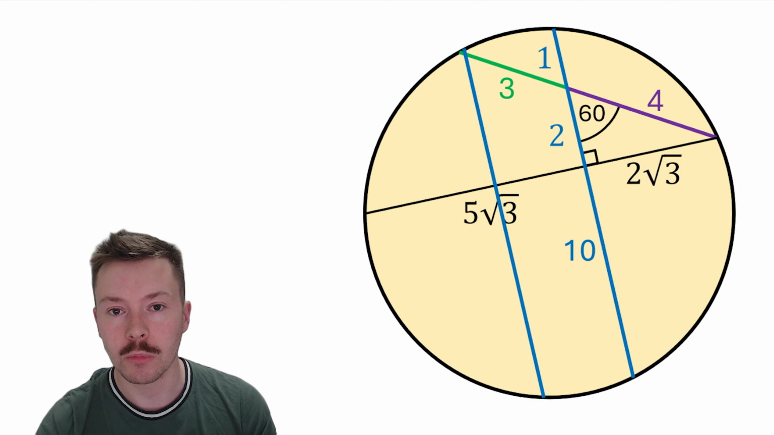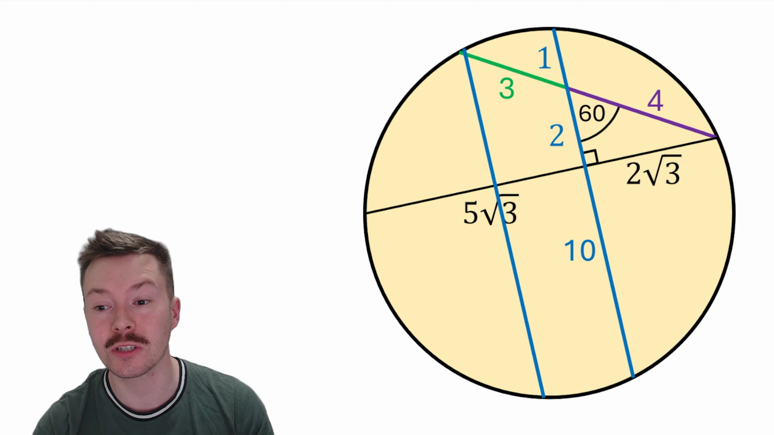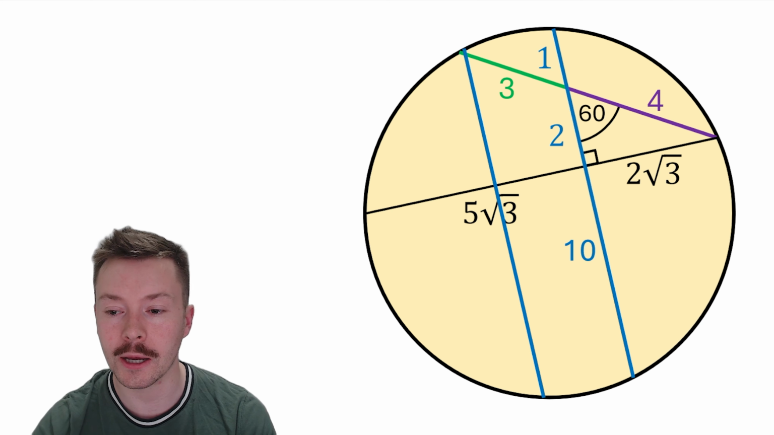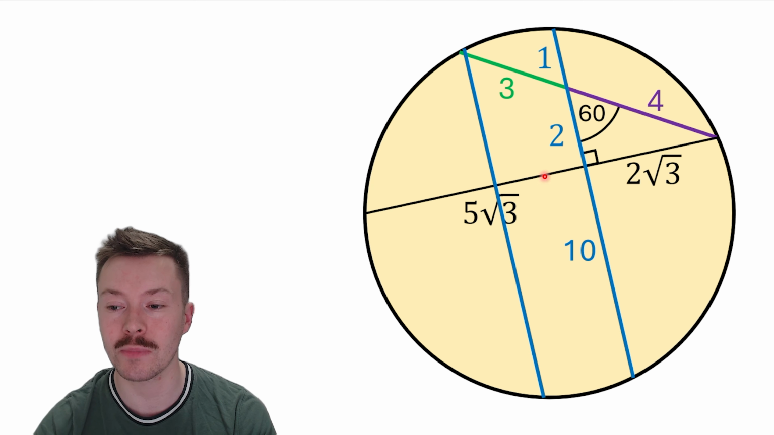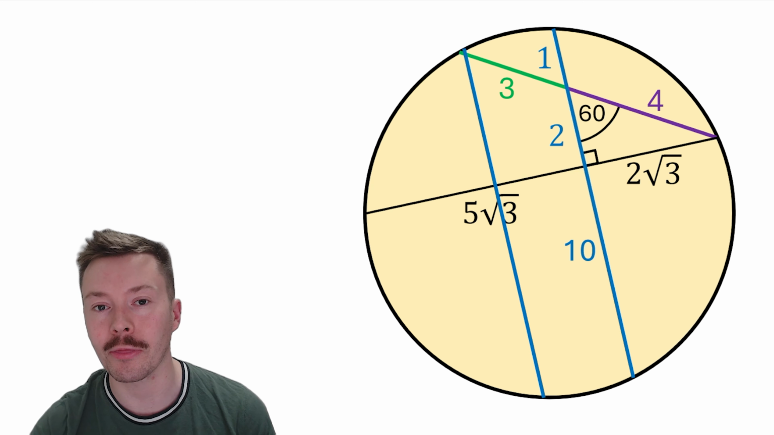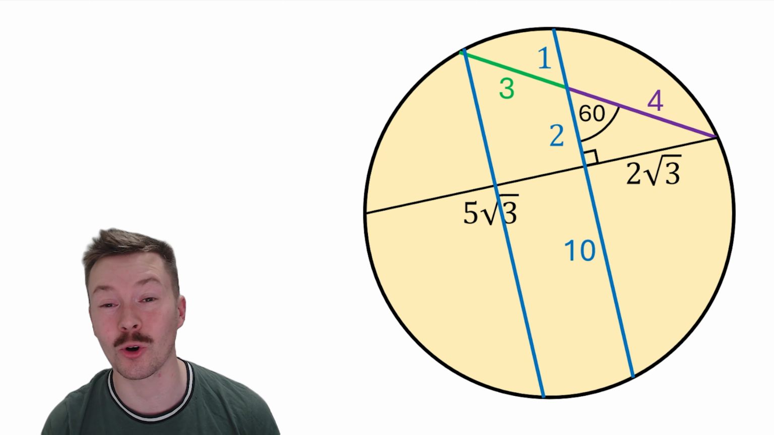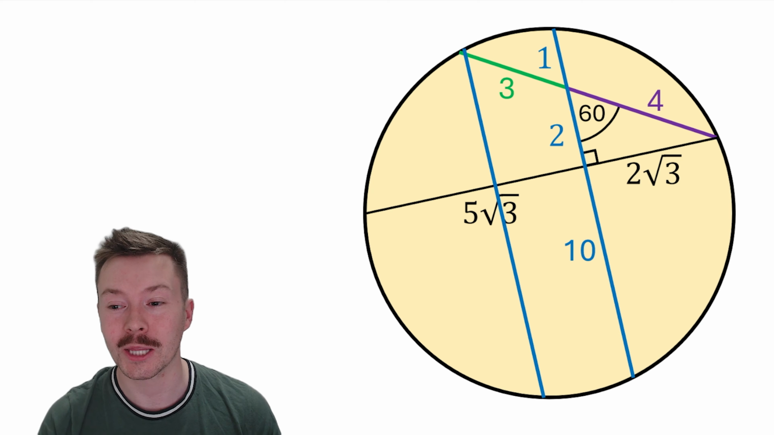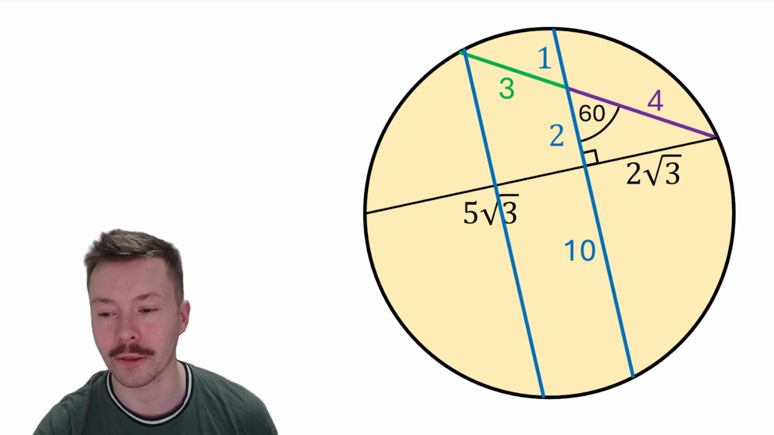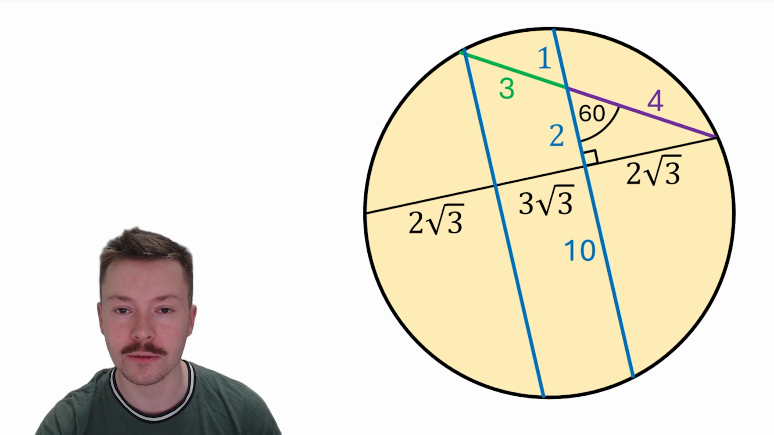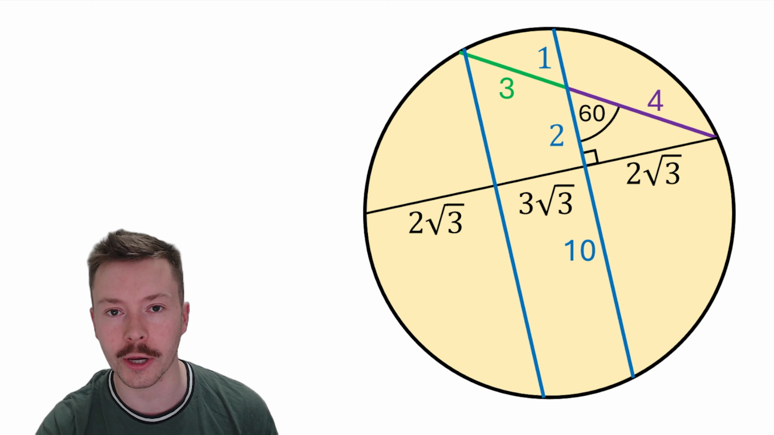Now what I'm doing here is creating, in a second you're going to see, a rectangle. But before I do that, I'm going to split up this 5 root 3. Again, because of symmetry, I know that the line segment to the left of this blue line, so this bit here, has to be 2 root 3, which then means this middle bit has to be 3 root 3. And that's why I said at the start this is not drawn to scale, because if it was, that middle bit would definitely look bigger than the 2 root 3. Nevertheless, we're going to put that on the diagram.